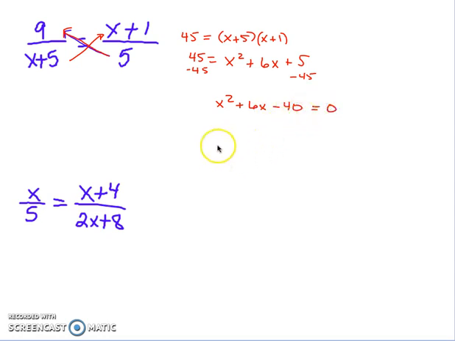So again, we've got to factor this out. We can see again, we've got a negative 40 but a positive 6. So 10 times 4 would give us 40 and would also give us the 6 value here. So we know that our answer should be x plus 10, and then the other part should be x minus 4, equals 0. So when we pull those out, we'd get x equals negative 10 and x equals 4 for that portion.